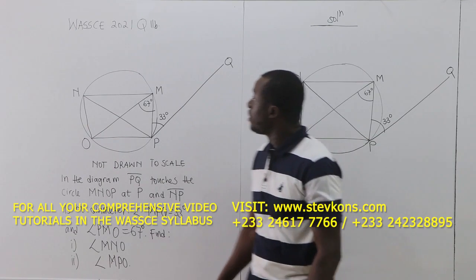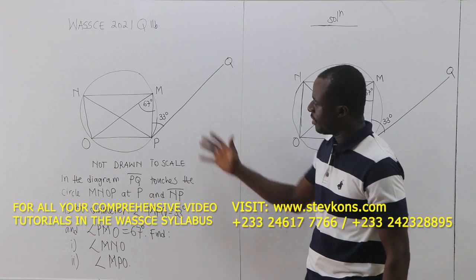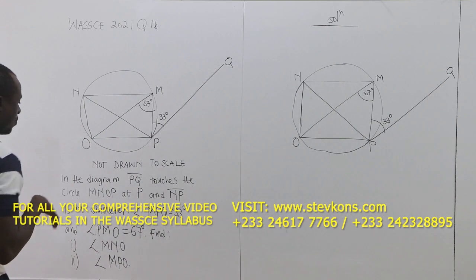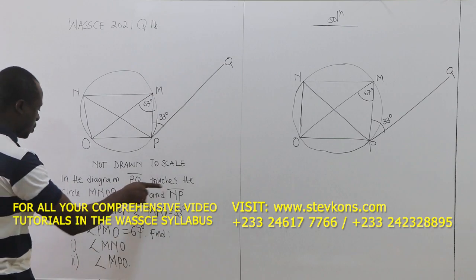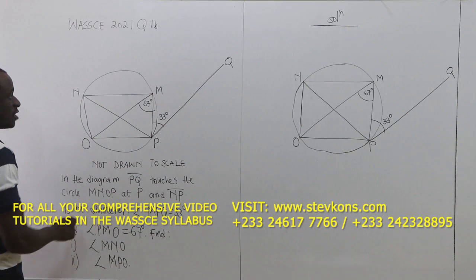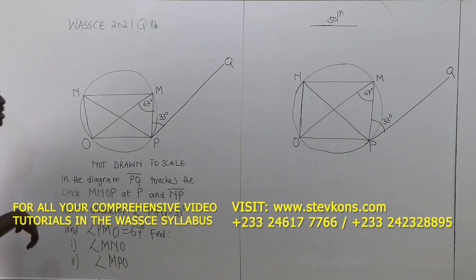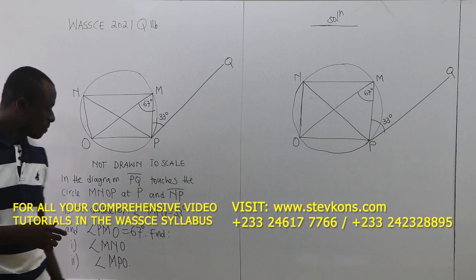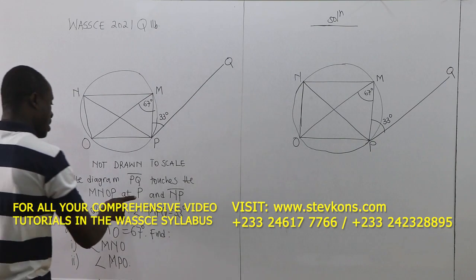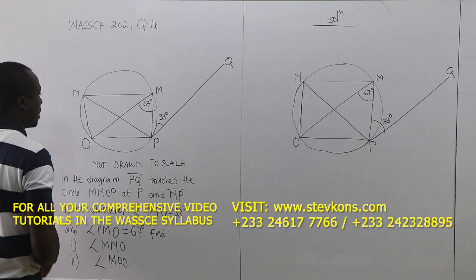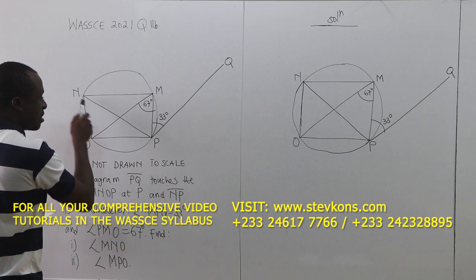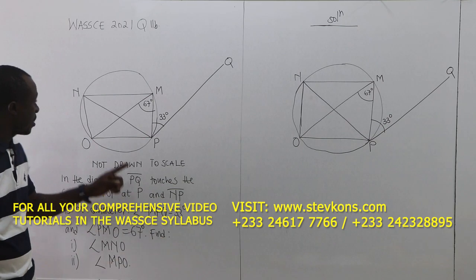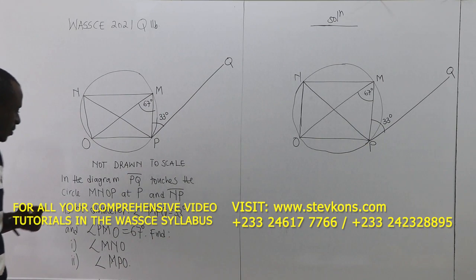Now, WASSCE 2021, question number 11B. And this one, circle theorem, very, very easy. This is the diagram that we have here. We have been told in the diagram, PQ touches the circle MNOP at P. Because it is touching it at a point, PQ becomes a tangent. We are being told that NP is a diameter. MPQ is 33 degrees.